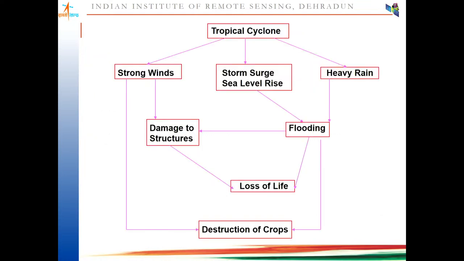So when there is a cyclone, there is strong wind associated with it, there is a storm surge with a local sea level rise, and there will be heavy rain. Strong wind causes damage to structures, buildings and other things, and also destroys crops. Storm surge and sea level rise cause flooding in the neighboring region, and heavy rain also causes flooding. Flooding causes loss of life and destruction of crops. Damage to houses and buildings also causes loss of life. So you can see that a single hazard, the tropical cyclone, causes many disasters together.